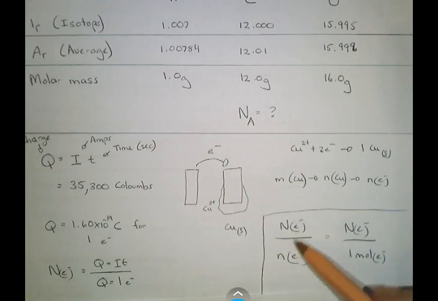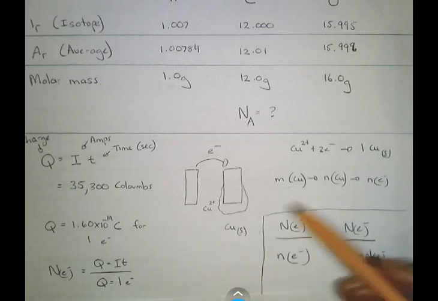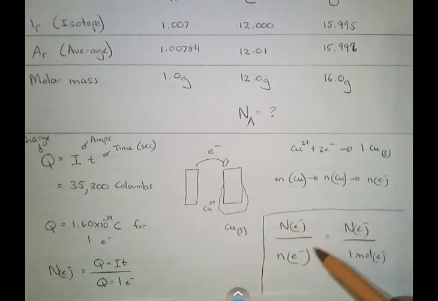So for whatever example you do, if you work out those two things separately, the number of electrons and the number of moles of electrons, and divide them, then when you divide anything, you're working out how many for 1 mole, and this will be Avogadro's number. Hopefully that made some sense.